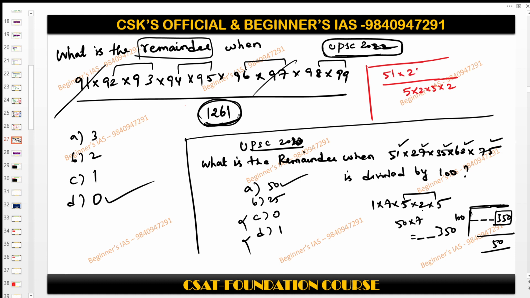Now listen. So 51, 27, 35, 62, 75. Now can we say this can be eliminated here, 3? Can we say this is 31?